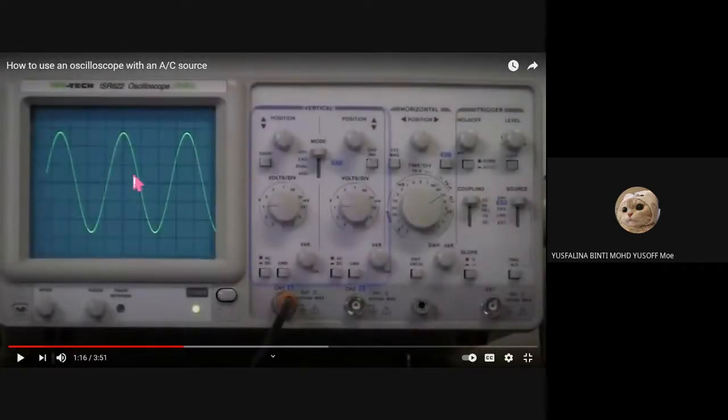So how can you measure the voltage? How can you measure the voltage by only looking at the graph here? By using the graph here, how can you measure the voltage? Actually there is a button here. You can see the volts here, volts per division. So what does it mean by volts per division?